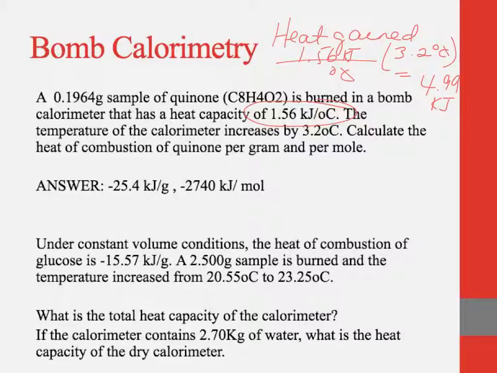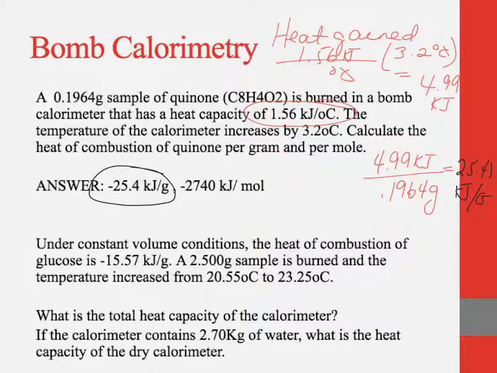Okay, so that's initially. Now we need to know how much that is per gram. So we're going to take our 4.99 kilojoules and divide it by our 0.1964 grams, and we get a total of 25.41 kilojoules per gram, which is this right here.